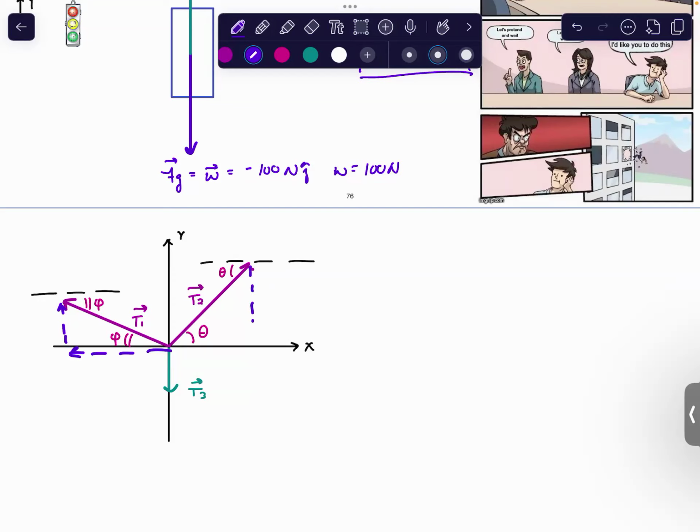Basically, if you have an angle here, you do have another one here.